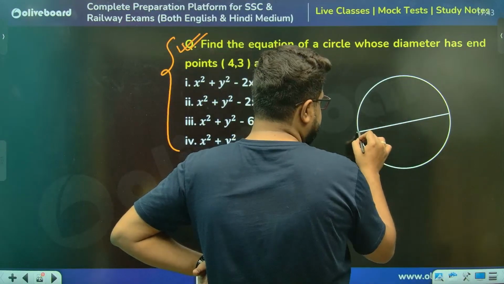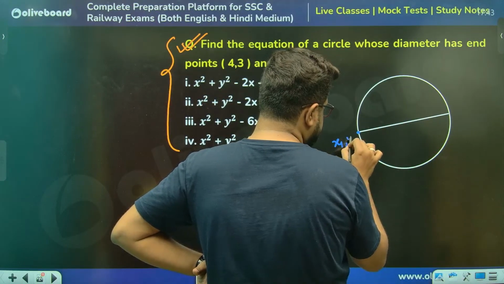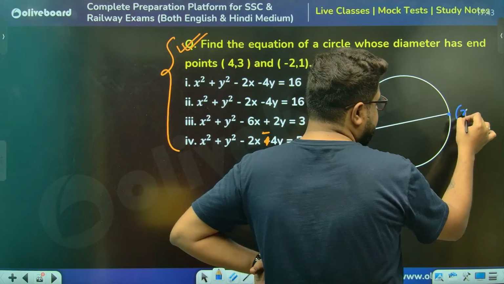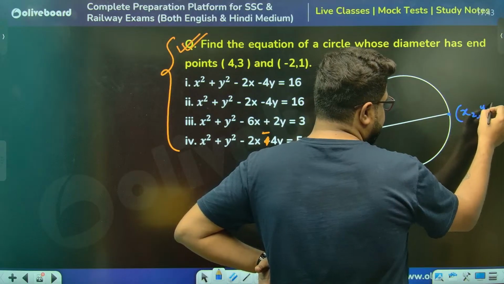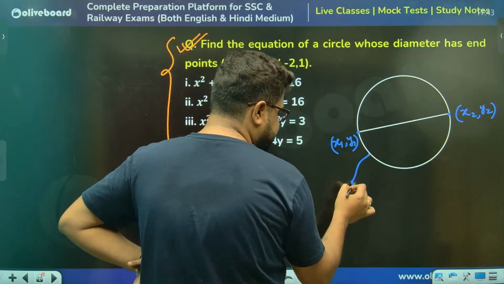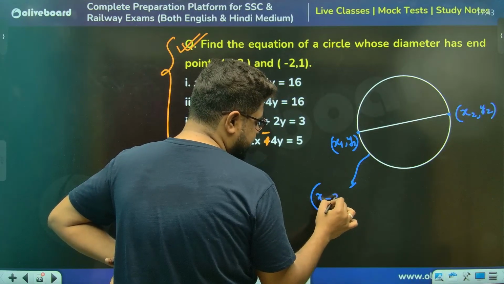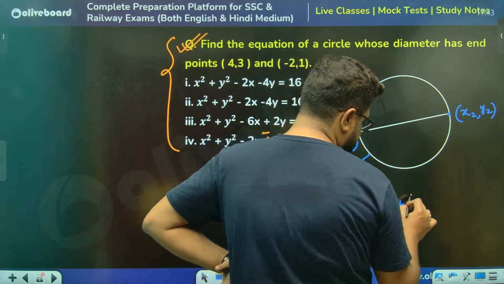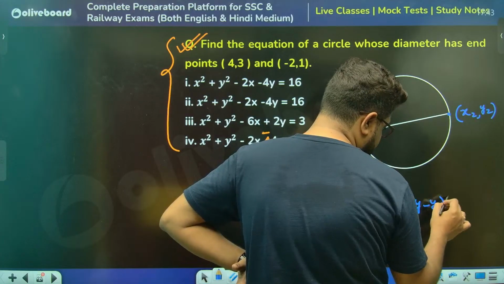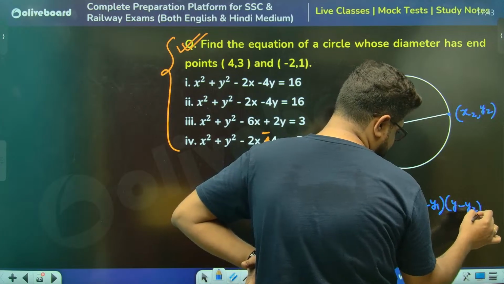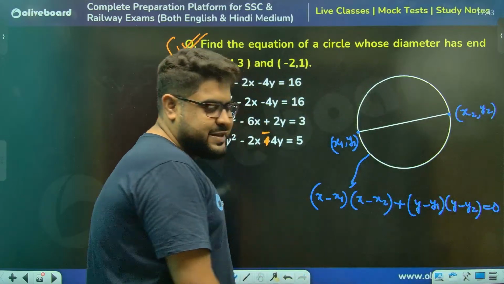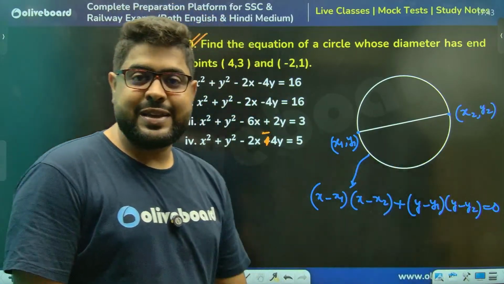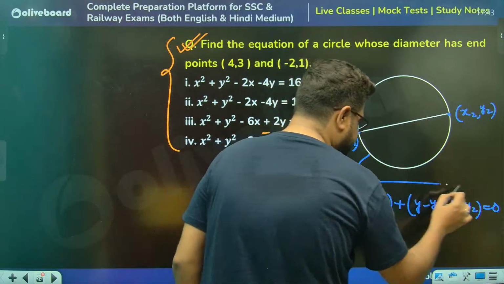If this is a diameter and the ends of the diameter are given as (x1, y1) and (x2, y2), the equation of this circle can be written as (x minus x1)(x minus x2) plus (y minus y1)(y minus y2) equal to 0. In any good IIT JEE book you'll find this equation. This is the absolute shortcut.